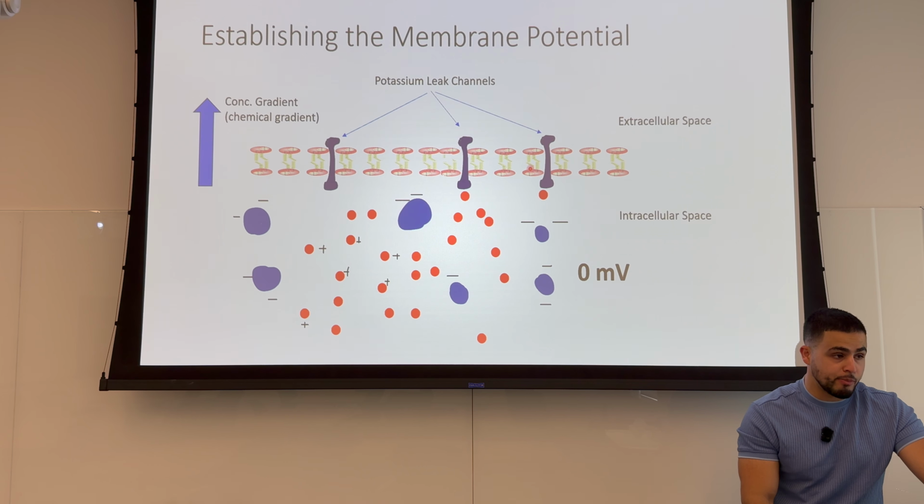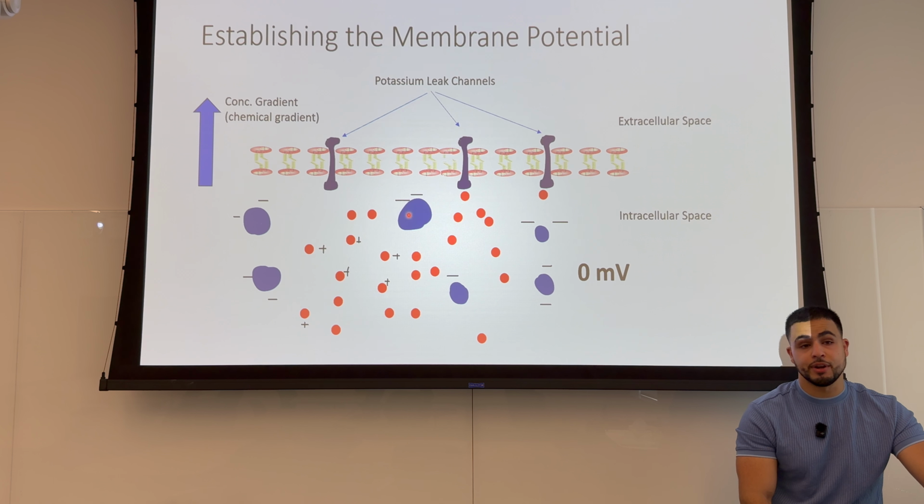So this is our plasma membrane. This is the outside of the cell, and this part is the inside of the cell. You can see that you have potassium leak channels. These are transmembrane proteins across the plasma membrane. And then inside the cell, you can see a bunch of these red dots represent potassium. They're positively charged. And the blue, bigger circles are proteins which carry negative charges.